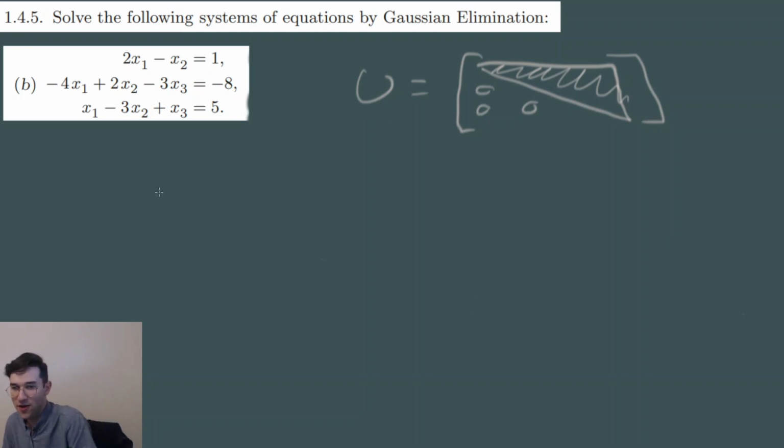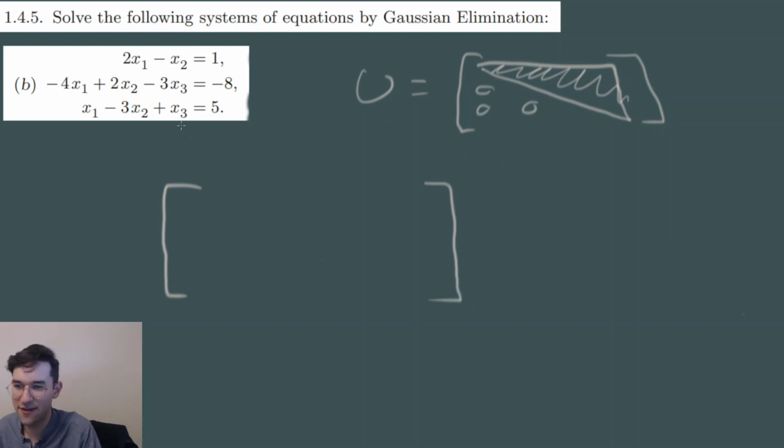So let's do the first part. Let's represent it as an augmented coefficient matrix. All right, we'll do the coefficient side first. We're going to put all of our coefficients for the x1s here, our coefficients for the x2s here, our coefficients for the x3s here, and then we'll do the augmented side after.